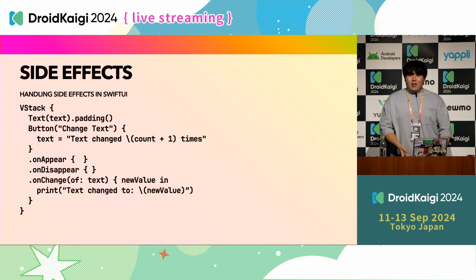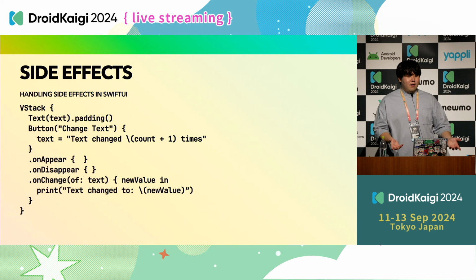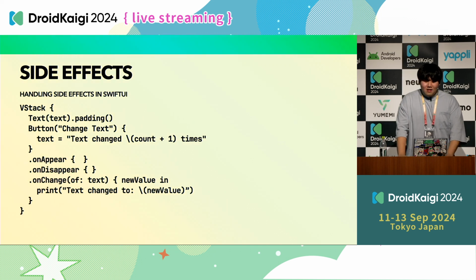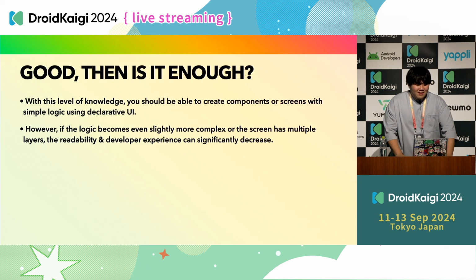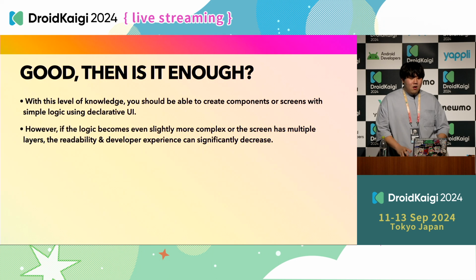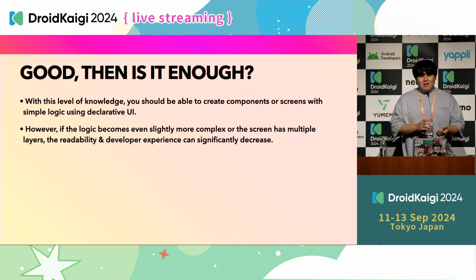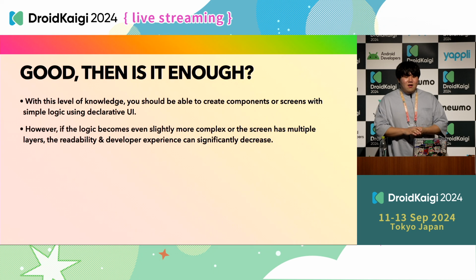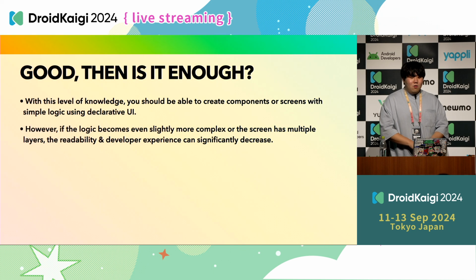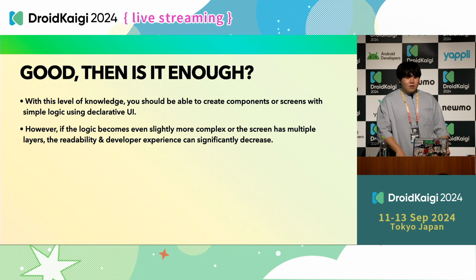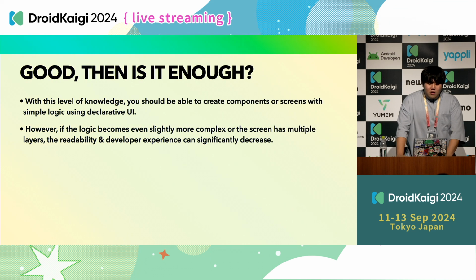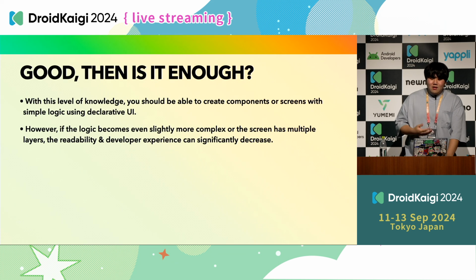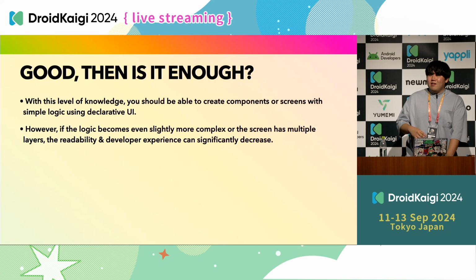The declarative UI libraries we commonly use handle side effects in a very similar way. What do you think? Isn't it fascinating? I think it's so fascinating. So far, we've covered state and side effects. In my opinion, understanding this much should be enough to implement basic components or screens. Of course, prior knowledge of the language for handling declarative UI is essential.